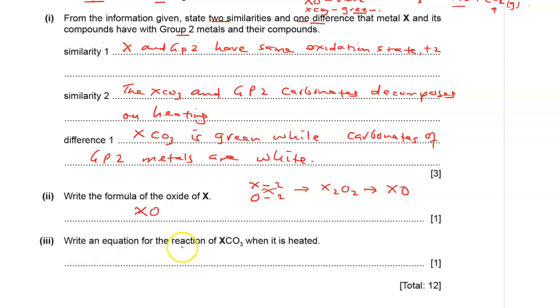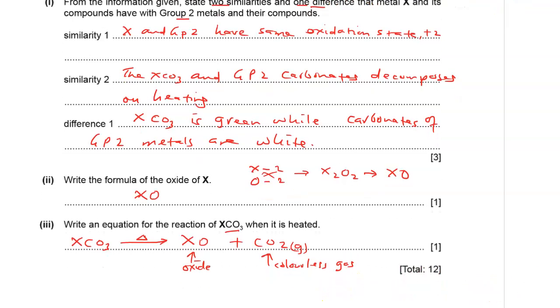Write an equation for the reaction of this when it's heated. Of course, I'd written that up there, so you can write it again there. When you heat it, I'll use the triangle again to represent heat, you'd get an oxide plus carbon dioxide gas. So this is an oxide, and this is the colorless gas. Carbon dioxide is colorless. Okay.